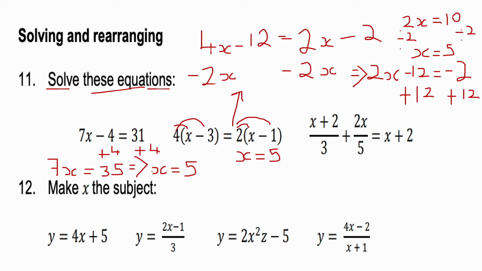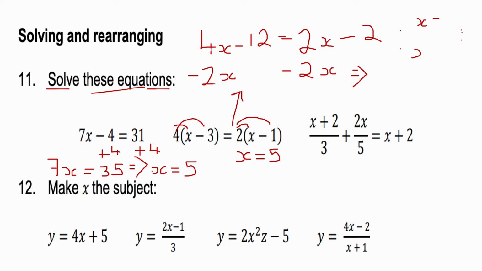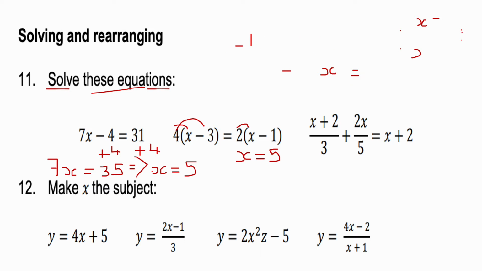What we'll do, guys, is we'll delete this so we've got a bit more space for the last question. This next one is a bit more tricky because we've got some fractions involved. I've got x plus 2 all over 3 plus 2x over 5 equals x plus 2.